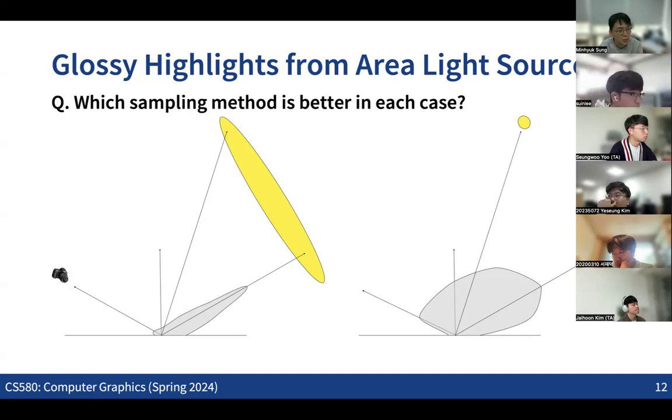While on the right-hand side, we have a very tiny light source, which almost looks like a point light source, with a wider BRDF distribution. For both cases, when you use the two different sampling strategies, one sampling based on the BRDF and one sampling based on the light source, which one seems better for each case? Let's think about this.